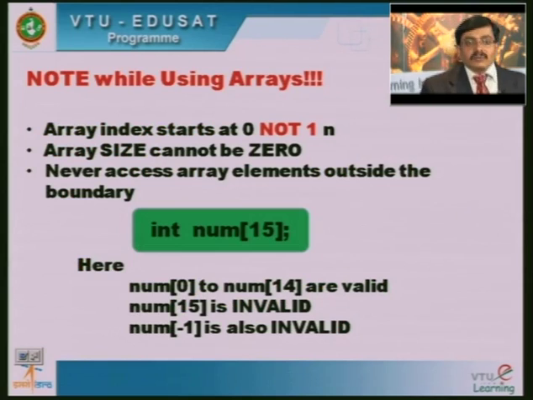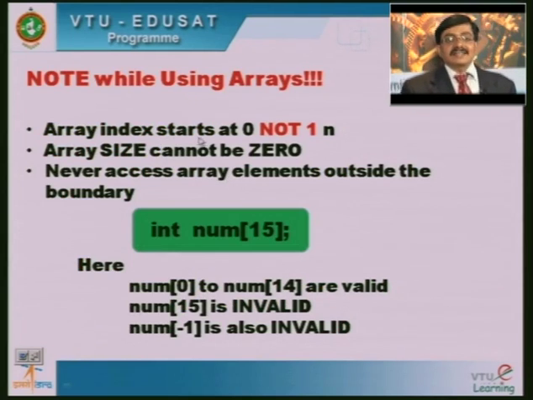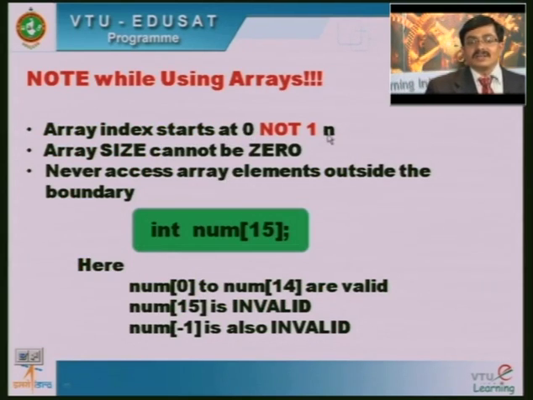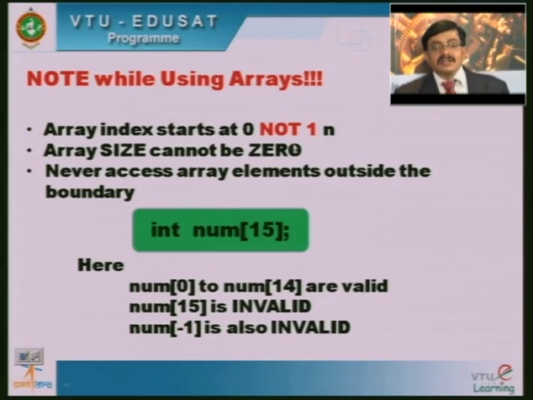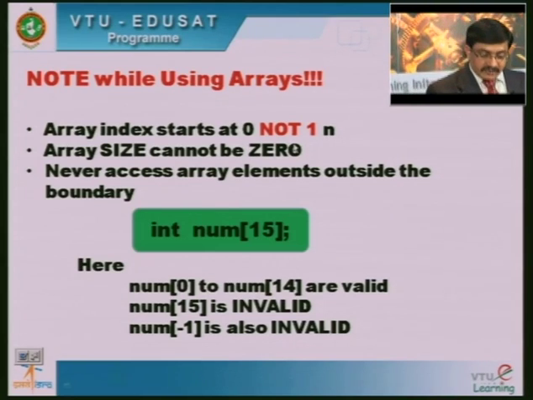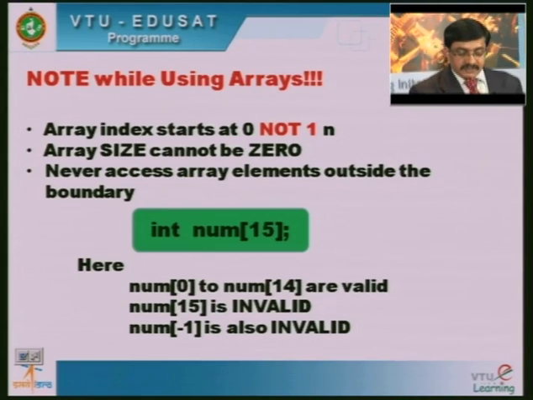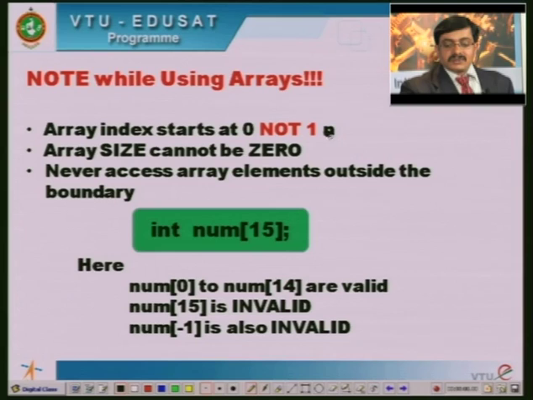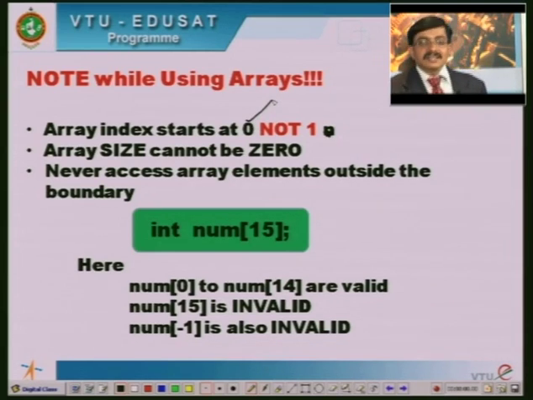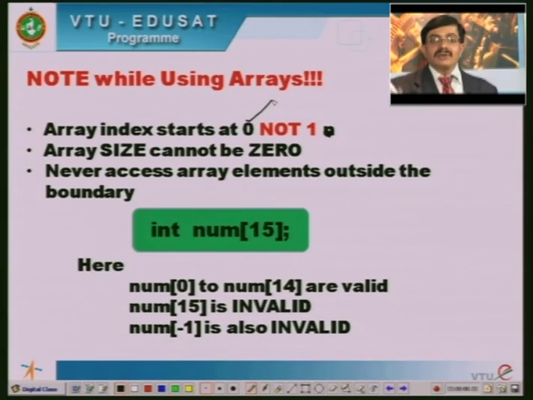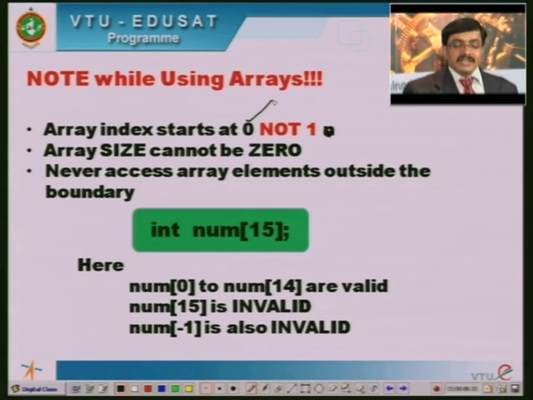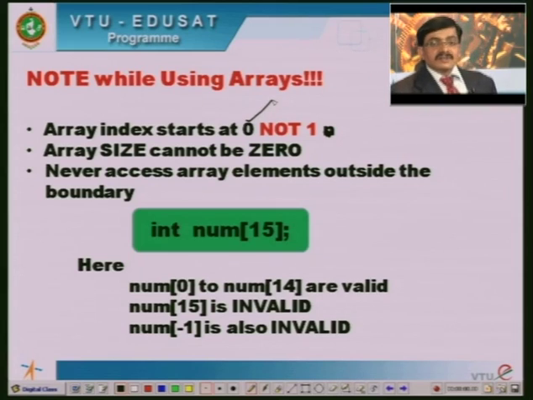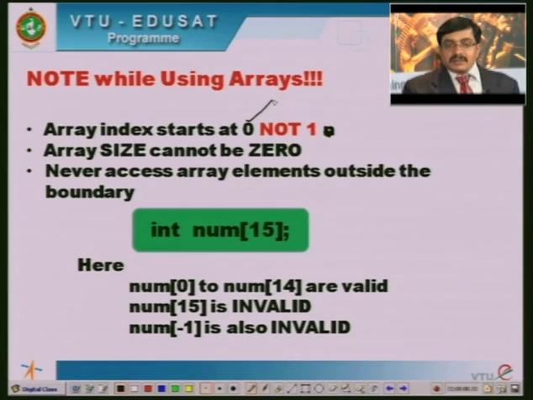Next, note that while using arrays, the array index starts at 0, not 1. Always the array index starts from 0. We say a of 0, a of 1, up to a of n minus 1. If the array is declared with size 5, then the index will start from 0 and go up to 4.